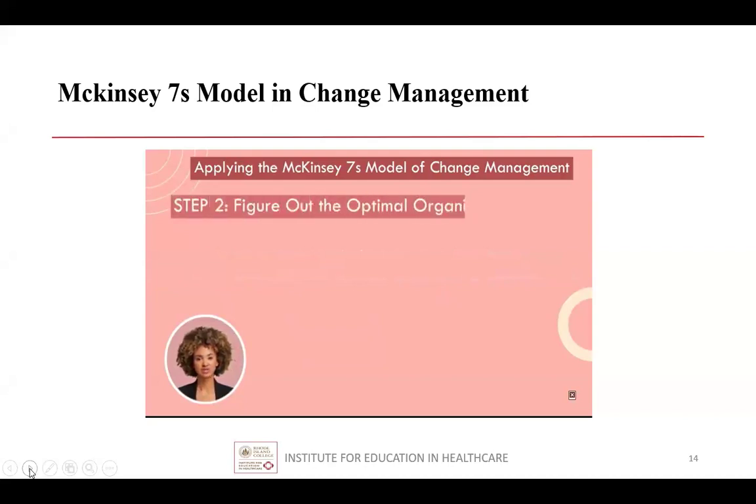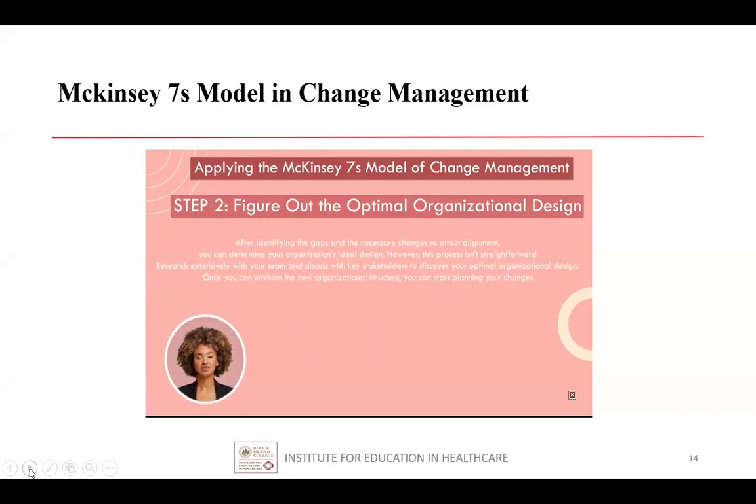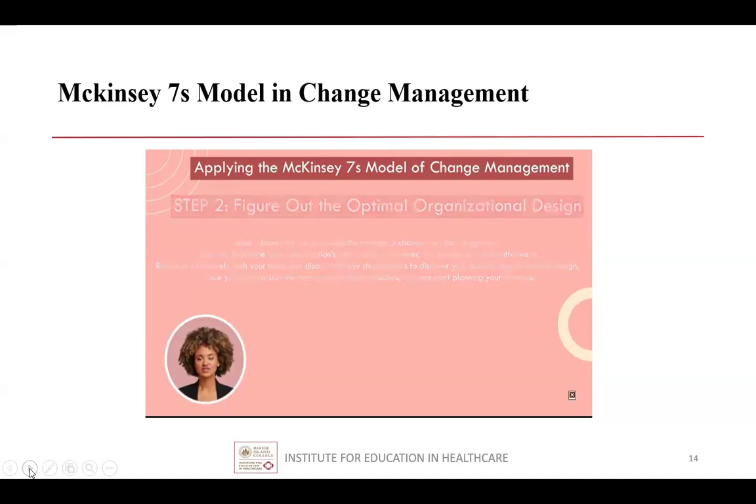Step 2. Figure out the optimal organizational design. After identifying the gaps and the necessary changes to attain alignment, you can determine your organization's ideal design. However, this process isn't straightforward. Research extensively with your team and discuss with key stakeholders to discover your optimal organizational design. Once you can envision the new organizational structure, you can start planning your changes.